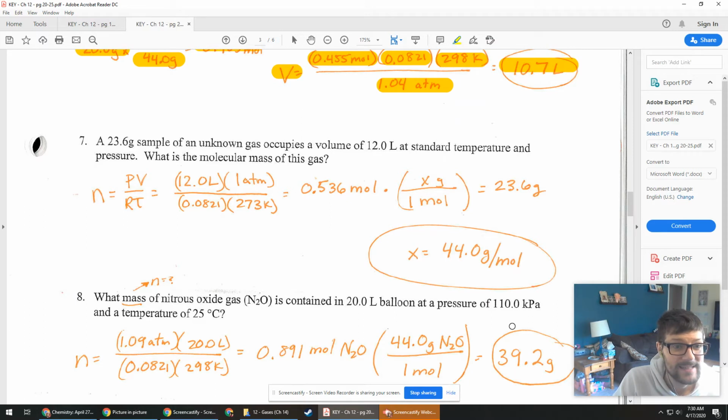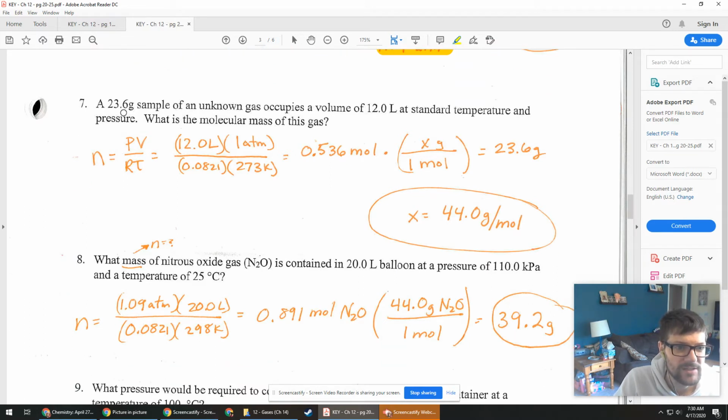Number 7 has a similarly tricky question. It's got a 23.6 gram sample of an unknown gas. Okay, so at first it seems like, well, if it's an unknown gas, how am I going to figure out moles? But we'll get there. It occupies a volume of 12 liters at standard temperature and pressure. So here's a good thing about this. We actually know everything but the number of moles, so I can actually solve for moles.